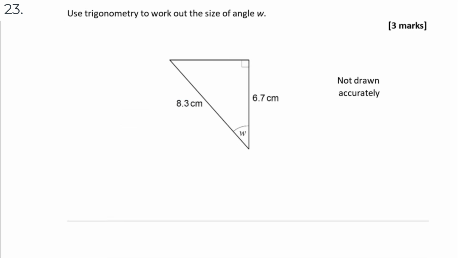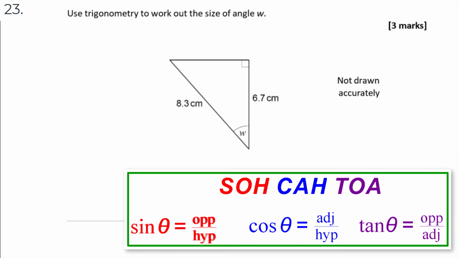We'll use trigonometry to work out the size of angle W. All right, nice straightforward trigonometry question. So what do we know about trigonometry? SOHCAHTOA for right angled triangles. So what I normally do is I write down the mnemonic SOHCAHTOA, and then I work out what sides have been given and so which ratio I need to use.